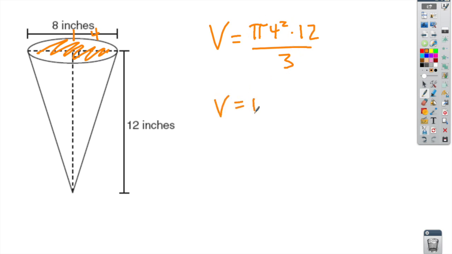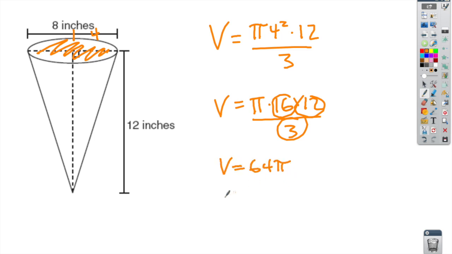All right, same as before. Make sure you do the exponent first. So 4 squared, which is 16. And then to make life easy, again, here's what I would do. 16 times 12 divided by 3, which gives us 64. So we get 64 pi. Now I can deal with that decimal. So I get 64 times pi. Oops, this should be an approximation symbol here. We get 201.06, which I'm just going to round up to 201.1 inches cubed.